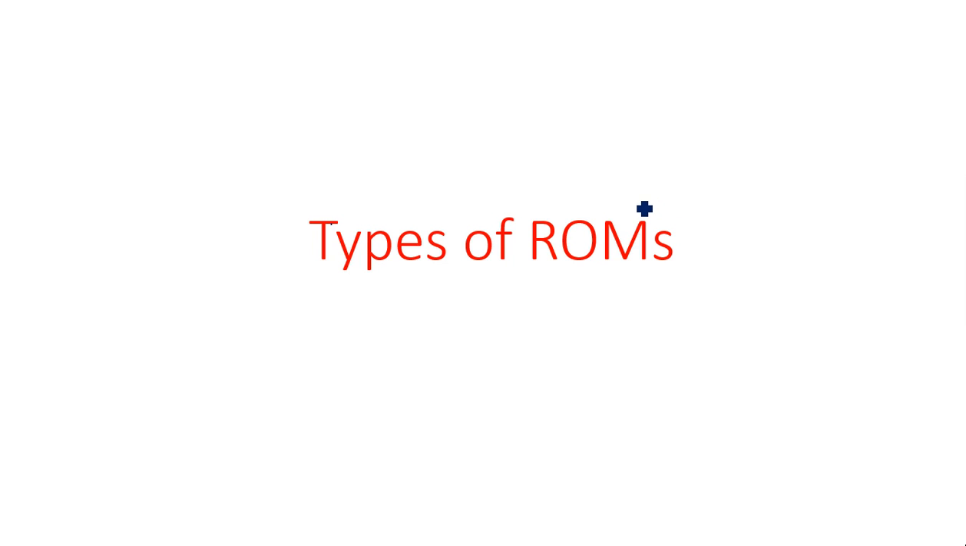Hi everyone, in this video I am going to explain about the types of ROMs. We know the full form of ROM is read-only memory. That means it is used to store some data in this. It is a device used to store some data. So there are four different types of ROMs.